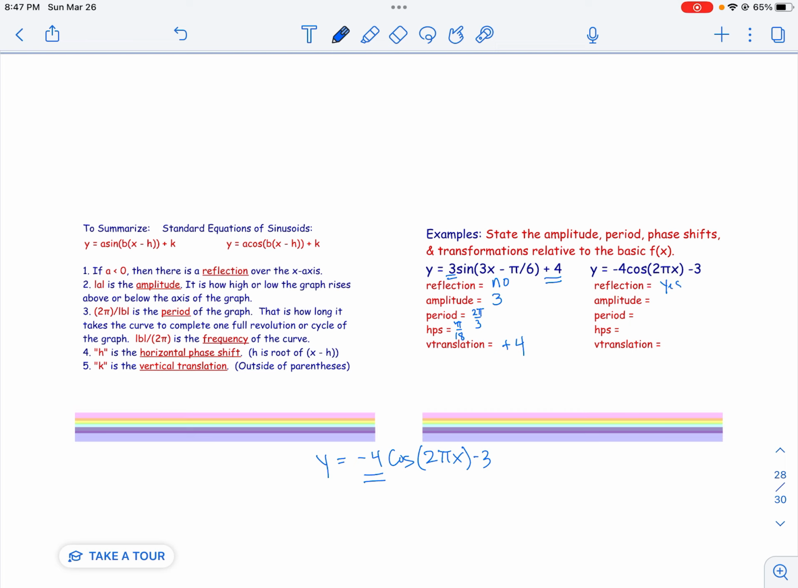So yes, I have a reflection over the x-axis. My amplitude now is 4 because that's the absolute value of a. The period I find once I factor b out. So I've got y equals -4 cosine. I'm going to factor out a 2 and on the inside get pi x minus 3. Now just to keep this looking like the parent function up here, here's my function rewritten. I have a b value of 2.